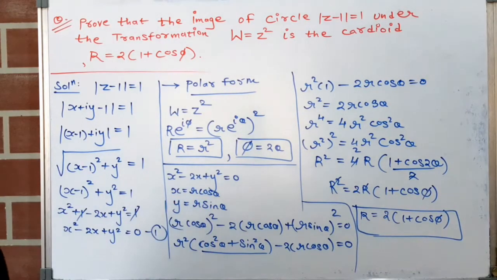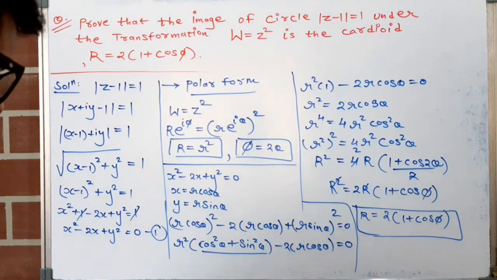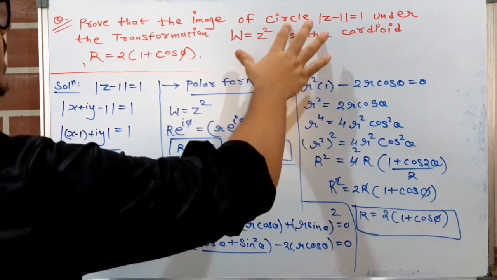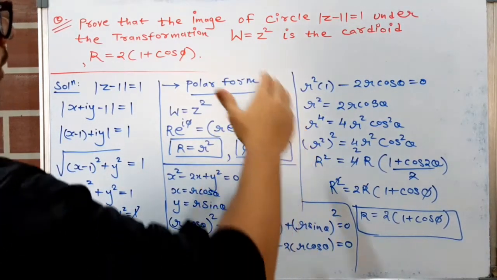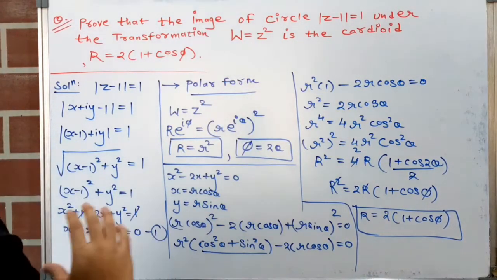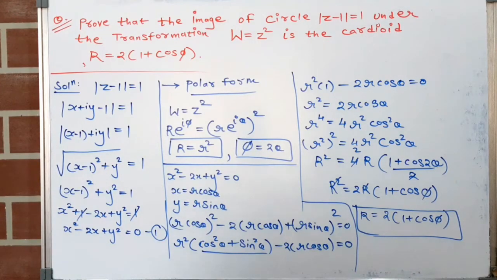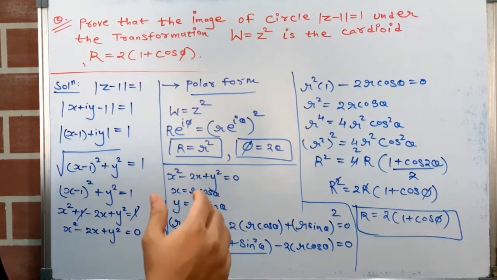Okay, so I hope you understood this equation. So whenever in the equation the circle is mentioned in W is equals to Z square transformation, then we will use the polar form of W is equals to Z square. Okay. So now we will move towards our new transformation, that is W is equals to Z plus 1 upon Z transformation.